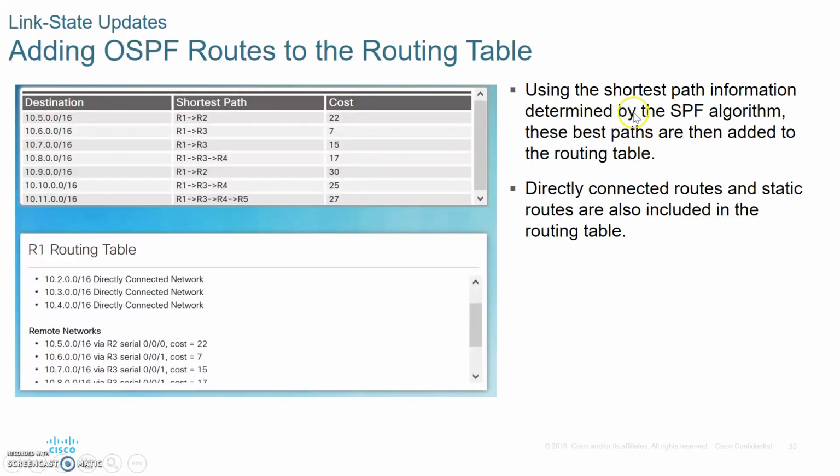Okay, and finally, with the shortest path information determined by the shortest path algorithm, this path will be added to the routing table. Together with the static route and directly connected route, all will be added to the routing table, and now the router will know how to route packets to all the remote networks, to its own directly connected network, and also the remote networks using the shortest path algorithm.